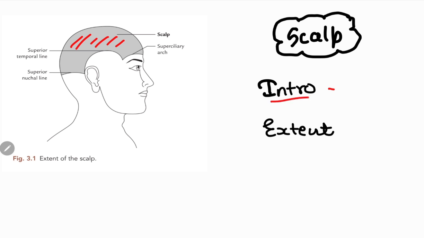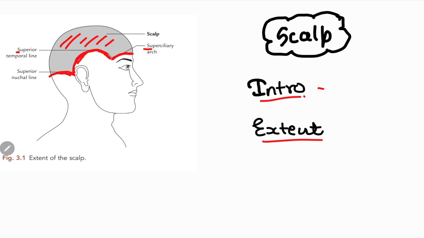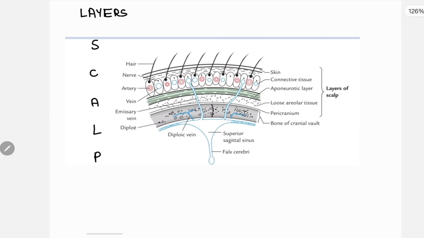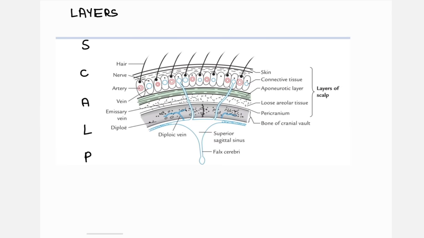And next we will study about its extent. It extends anteriorly to the superciliary arc, posteriorly to the superior nuchal line, and laterally it covers up to the superior temporal line. So superciliary arc, superior temporal line, superior nuchal line. So these are intro and extension. Next we will study layers.